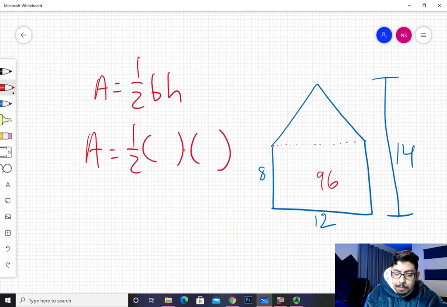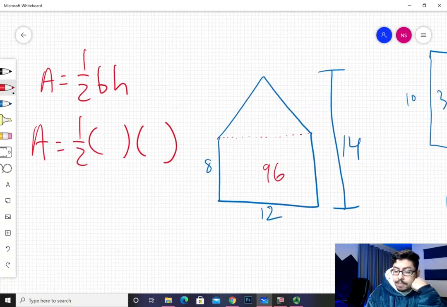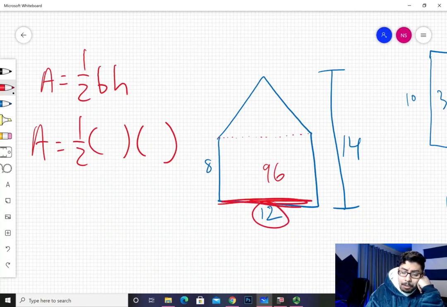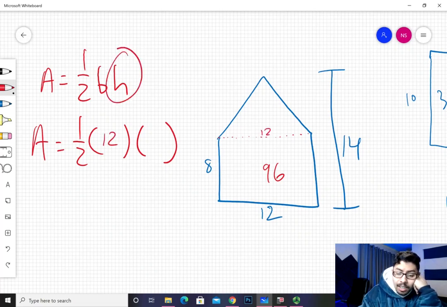1/2 times base times height. Let's fill in our base. What's the base of this triangle? Well, do they give it to us right here? No, but they technically do down here. It's the same as this bottom part of the rectangle. It has to be 12. By default, it has to be 12. So 12. Now, I need the height of the triangle.